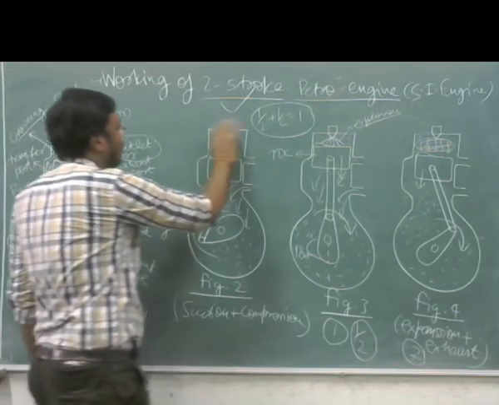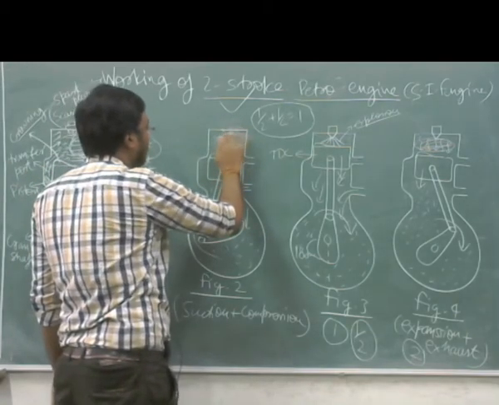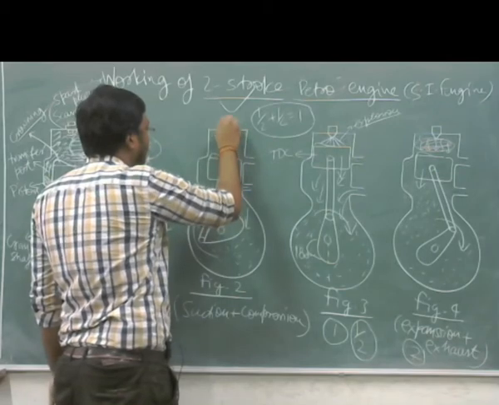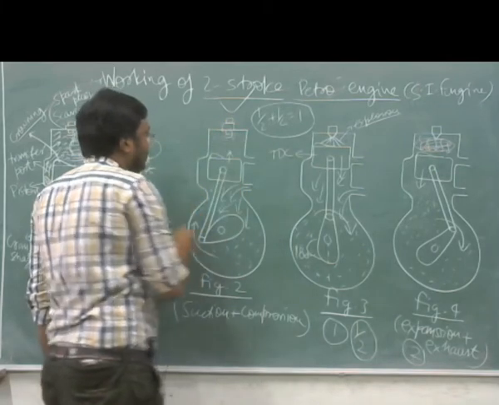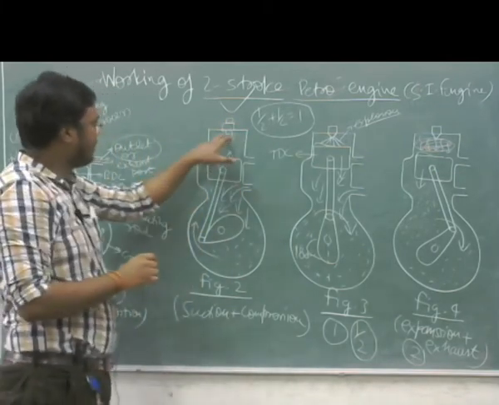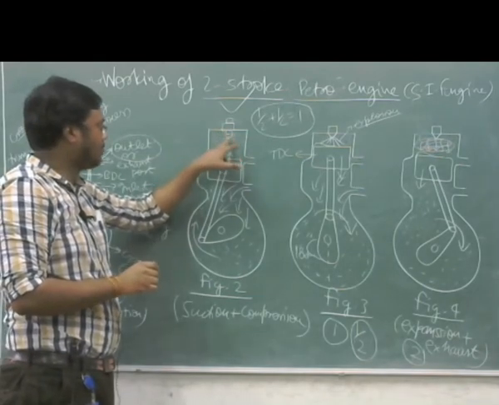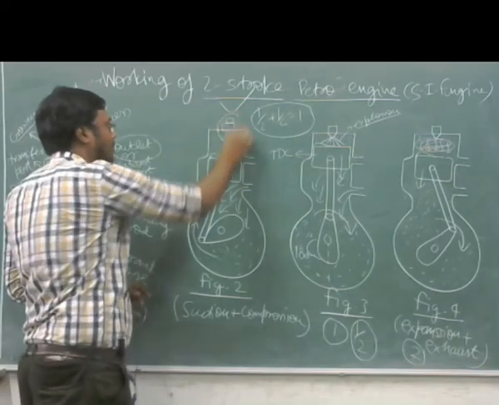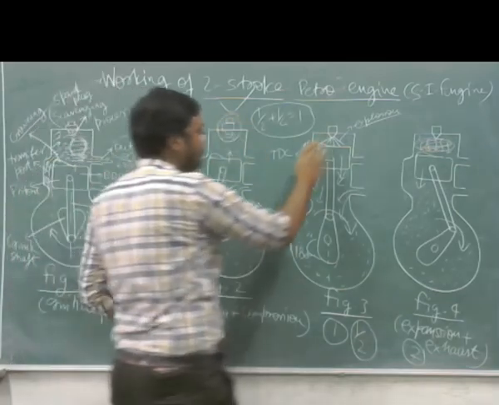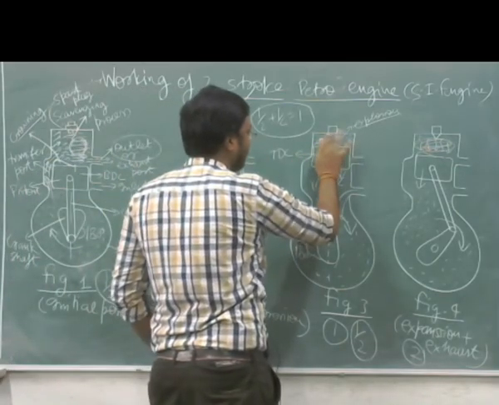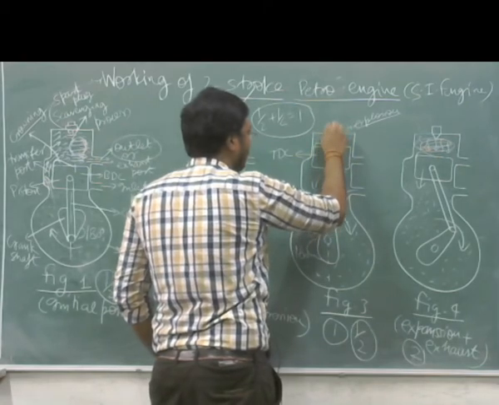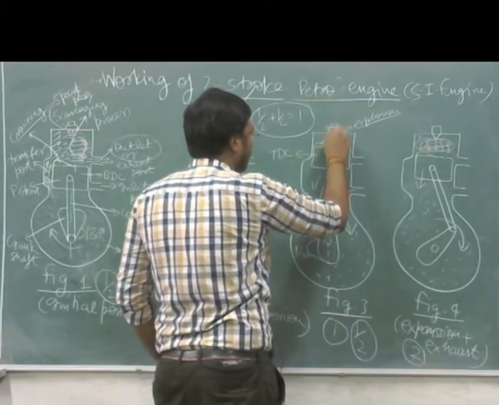This is also a spark plug. In a spark plug there is a negative electrode and a positive electrode. This is the negative and this is the positive electrode. That's why the diagram is like this. Here also we have to replace it with a spark plug.